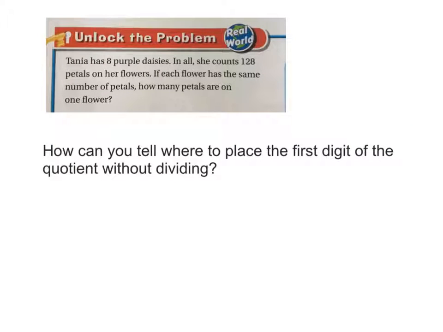Okay, let's take a look at this problem. It says Tanya has 8 purple daisies. In all, she counts 128 petals on her flowers. If each flower has the same number of petals, how many petals are on one flower?